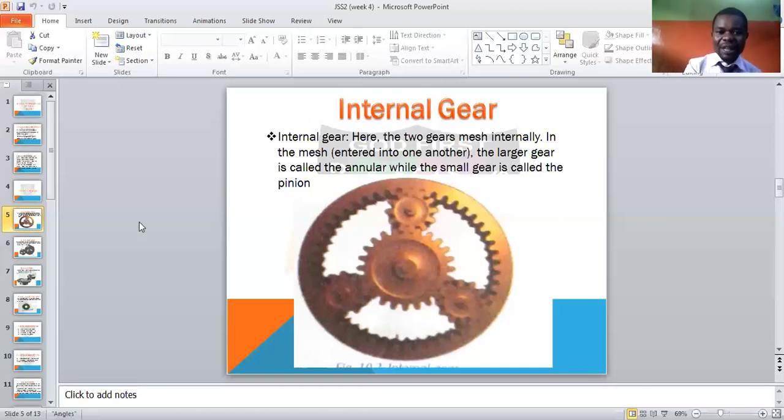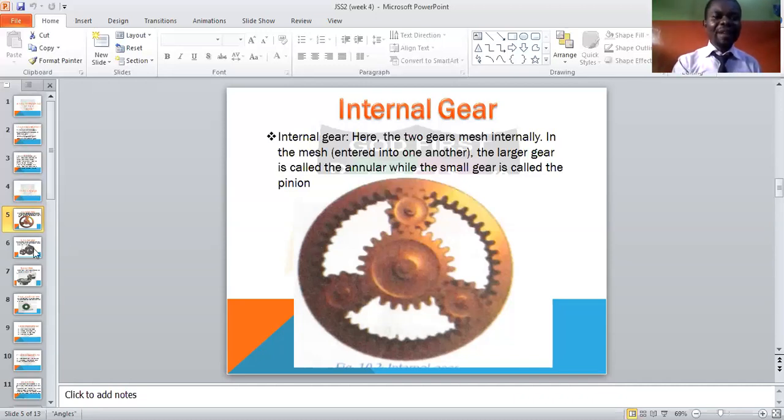This is the annular here. Then this smaller one is another gear with teeth too. This big one is a gear with teeth. This smaller one enters into this big one. Though there are frames or braces here to hold it, what we know is that the smaller one enters into the big one. That is, the pinion enters into the annular. That is the internal gear we're talking about.